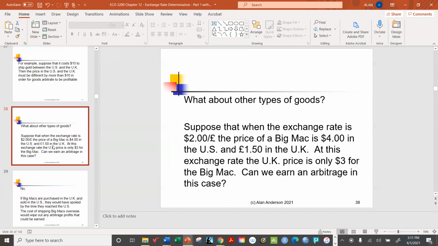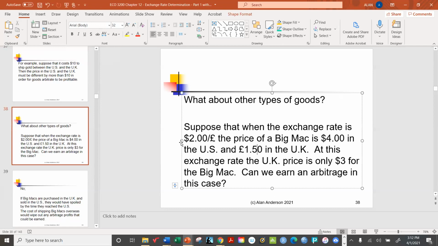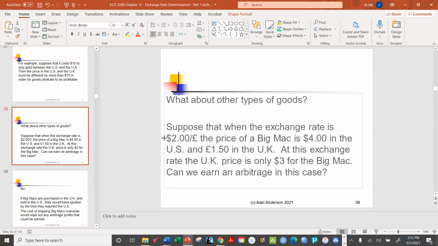Now, what about other types of goods, like the Big Mac? I brought this one up because we know now about the Economist's Big Mac Index. If instead we're looking at Big Macs, when the exchange rate is $2 a pound, suppose that it costs $4 to buy a Big Mac in the US and £1.50 in the UK, which only translates into $3. So in principle, you would think we could buy Big Macs in the UK and sell them in the US.